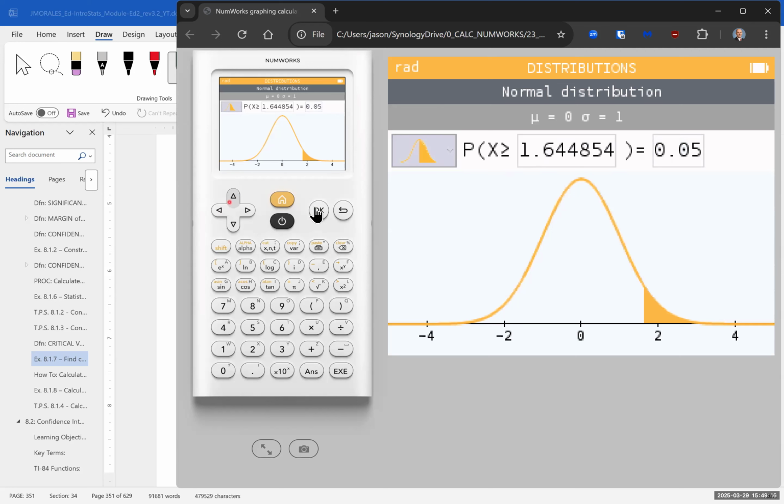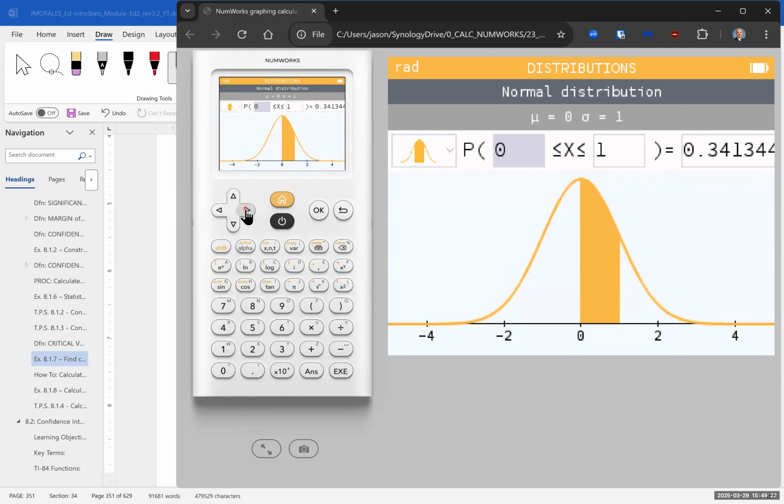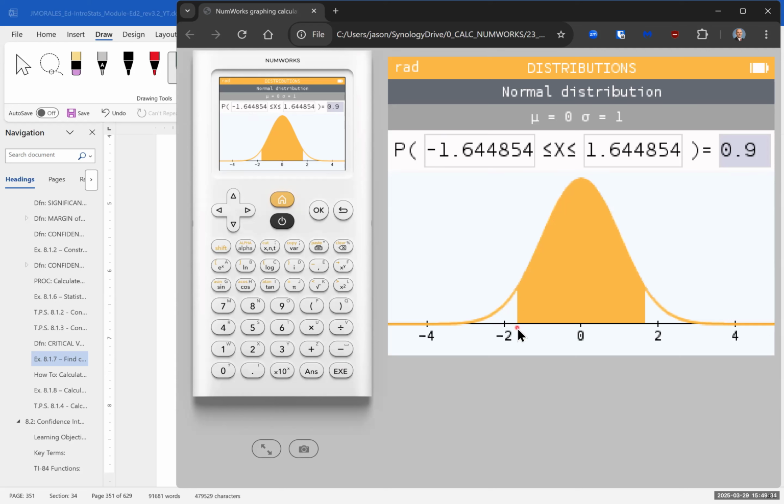And then if I change the area to be the area in between, in the middle, and I put 0.9 now because that's our confidence level. Our confidence level is the area in the middle. It's giving me negative 1.645 and positive 1.645.